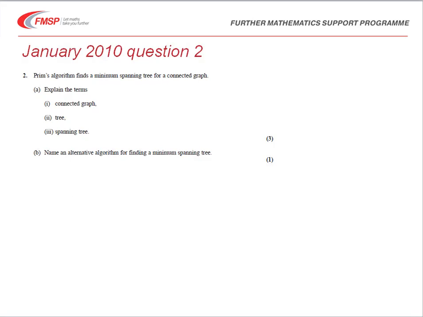I'll look at the first question so that you understand that there are certain things that you have to be able to define in exams. A connected graph is the first thing that we're asked. Now, a connected graph is where every pair of points has a path between them. So for every pair of points there is a path between those points.